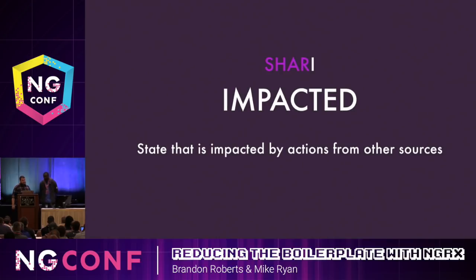Finally, state that is impacted by other actions or sources. Put state in the store that is changed from other components or services. So as you're building an NgRx application, always think of SHARI: state that is shared, hydrated, that needs to be made available, or is retrieved from a side effect, and lastly, state that is impacted from other sources.